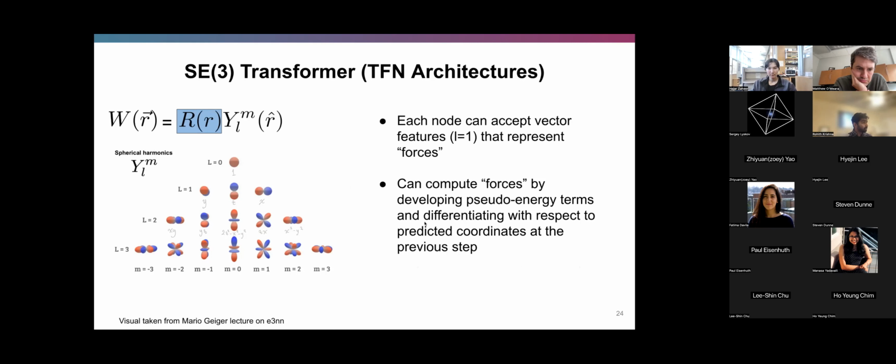And so we had this intuition that you can provide these pseudo forces as vector features or L equals 1 features to the network. And the way you can compute these forces is by developing these pseudo energy terms, and then just taking the derivative of that energy term with respect to the predicted coordinates of the previous step. So you could imagine you have a chiral center on the wrong side of a molecule, and the energy of that will be really bad, and the gradient will point that atom in the right direction.